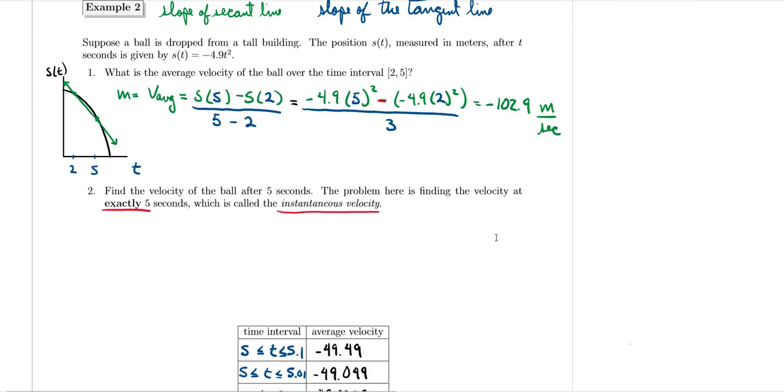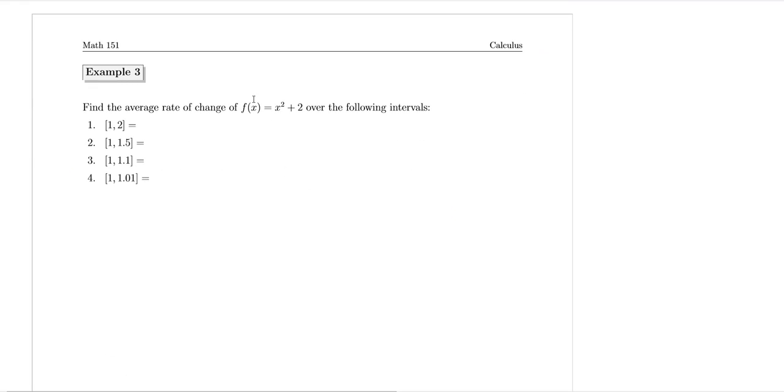Okay, now I want to take a look at another example here, getting practice with finding the average rate of change. So let's say that we want to find the average rate of change for the function f of x equals x squared plus 2 over the following intervals. First on the interval from 1 to 2, then from 1 to 1.5, then from 1 to 1.1, and then 1 to 1.01. So as you can see, our intervals are getting smaller and smaller.